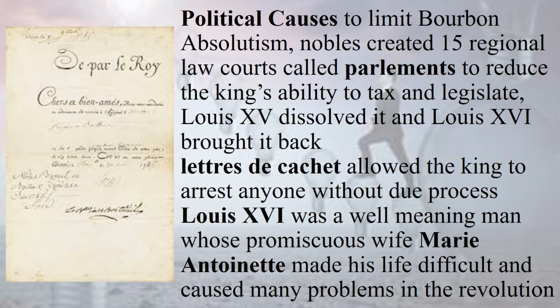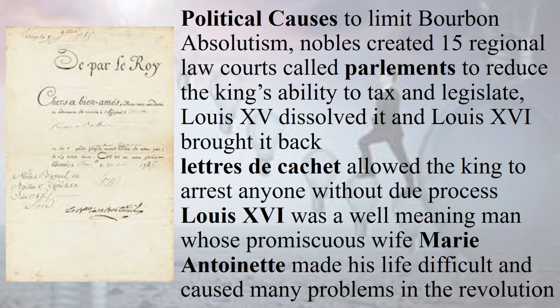Political causes of the French Revolution. Part of this is to limit Bourbon absolutism. The Bourbons were the kings and the queens. Nobles created 15 regional law courts called parlements to reduce the king's ability to tax and legislate. Louis XV will get rid of this, but Louis XVI will bring it back.